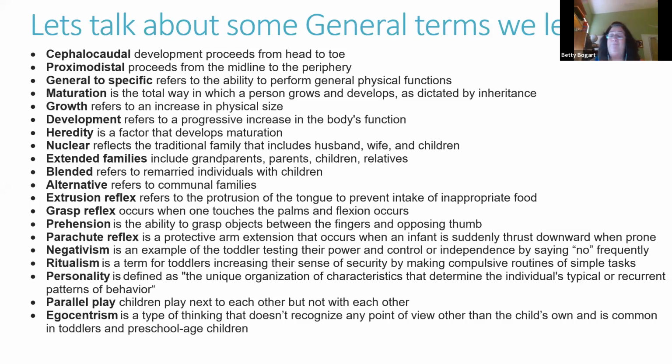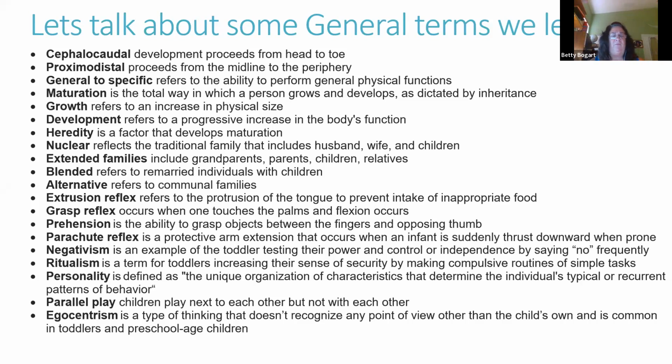Now, blended, this is probably what many, many families are today. I know mine is. I have two children. My husband has three daughters. I have a boy and a girl. Together, we have a blended family of five.